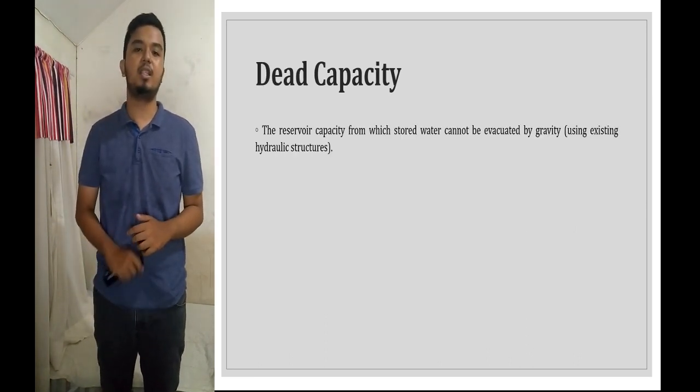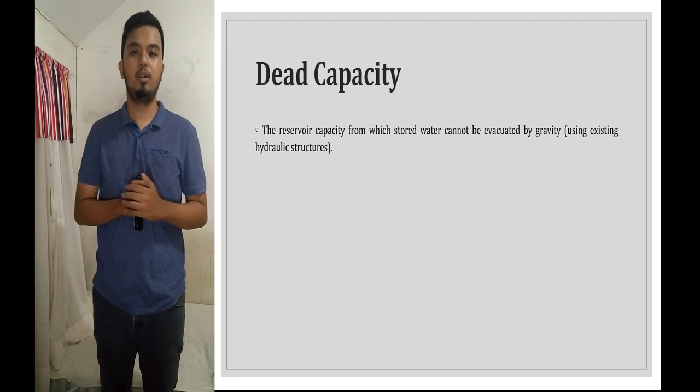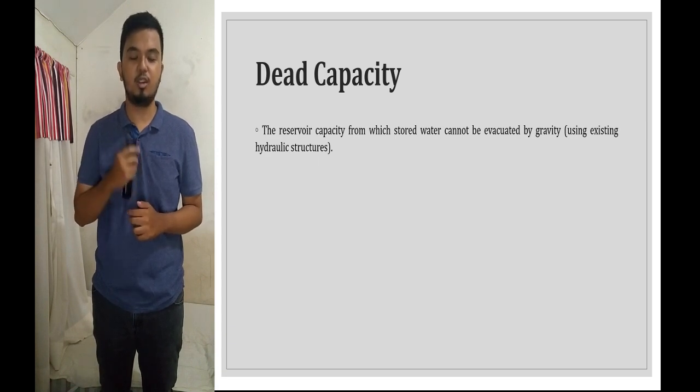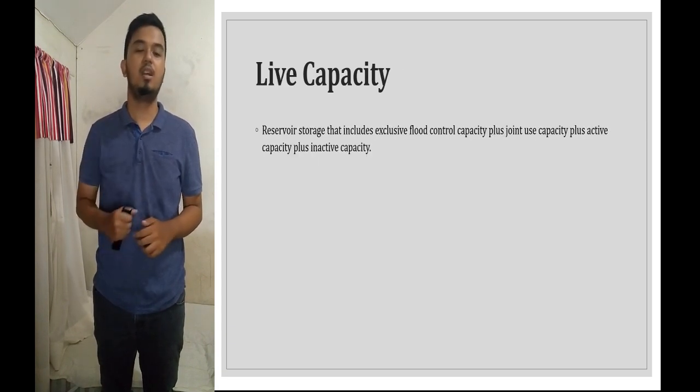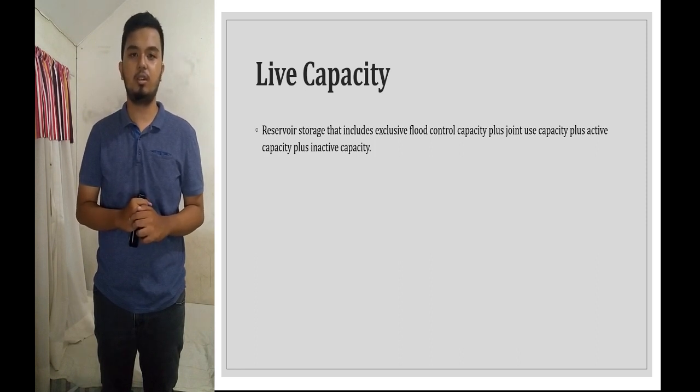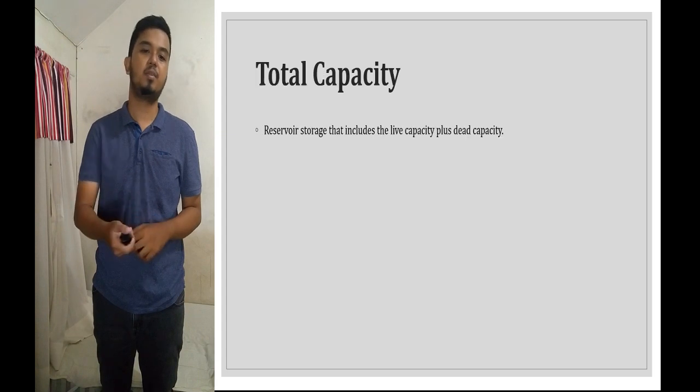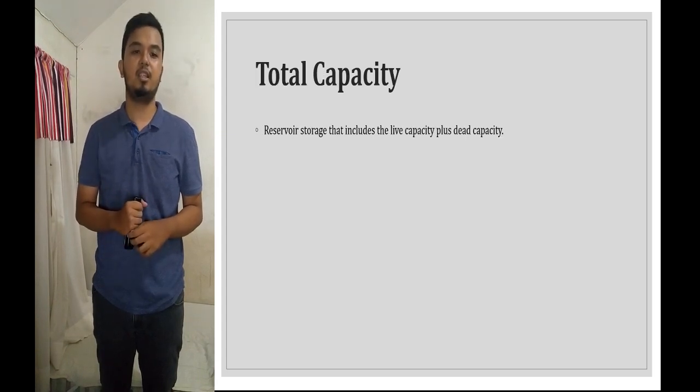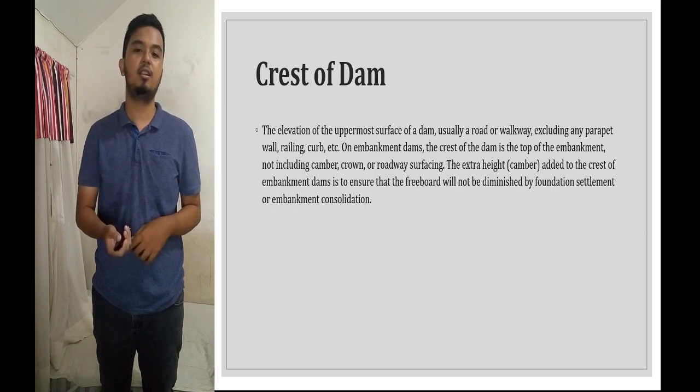So next is the dead capacity. So the dead capacity is the reservoir capacity from which stored water cannot be evacuated by gravity using existing hydraulic structures. Next is the live capacity. So reservoir storage that includes exclusive flood control capacity plus joint use capacity plus active capacity plus inactive capacity. Next is the total capacity. Reservoir storage that includes the live capacity plus dead capacity. So meaning inactive, total capacity.